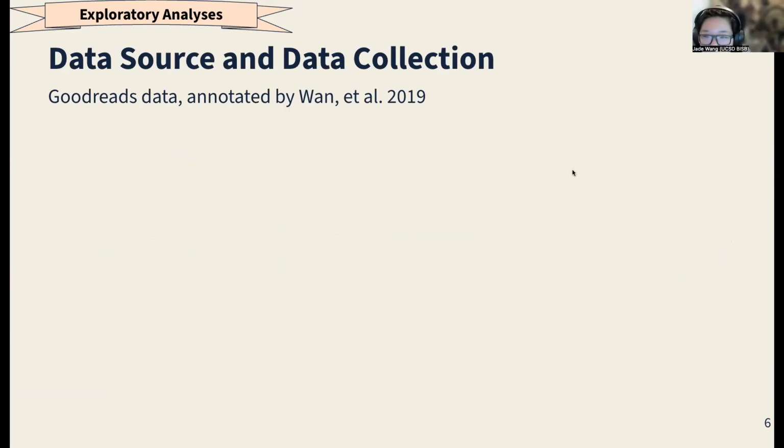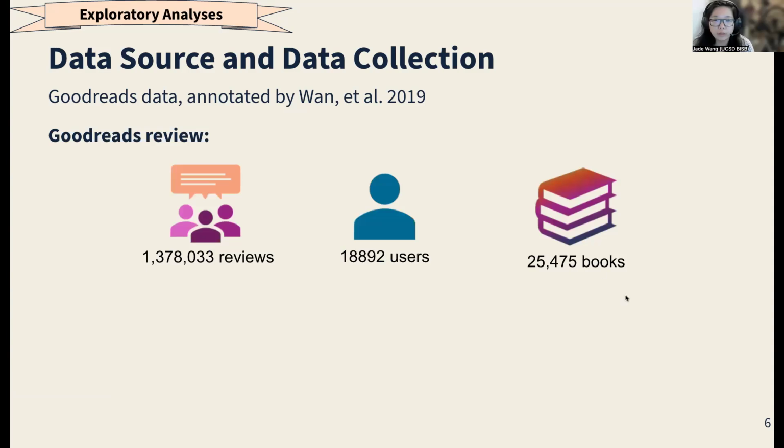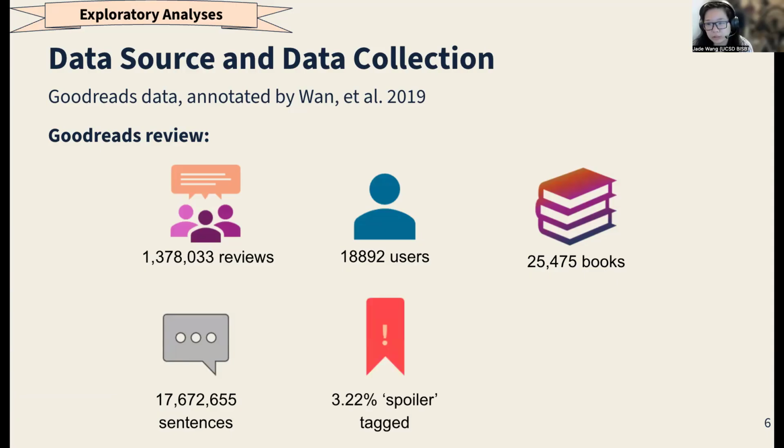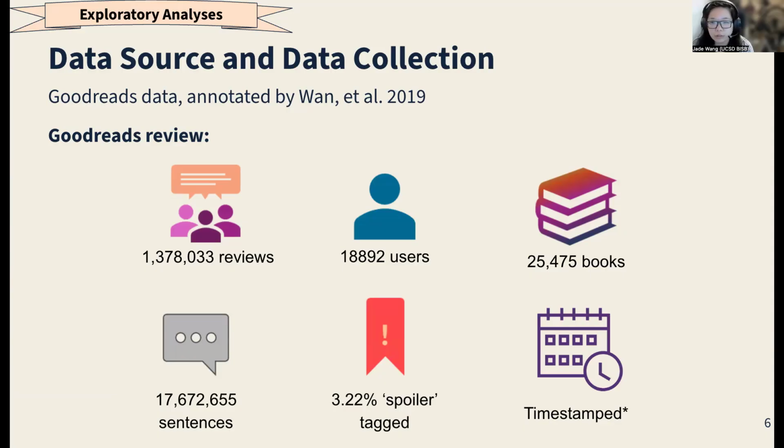So we have the data set that Wan et al. published in 2019. As Daira mentioned earlier, the Goodreads review data set includes over 1 million reviews, and many users and lots of books are covered. The data set is broken down by Wan et al. into sentences, and each of the sentences is tagged with a spoiler tag. We'll see that in a few seconds. We also retrieved timestamps from the data set to answer our question.